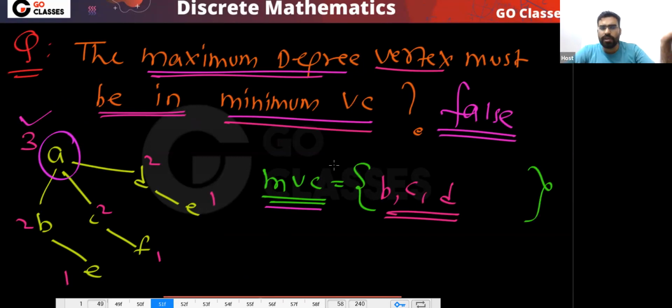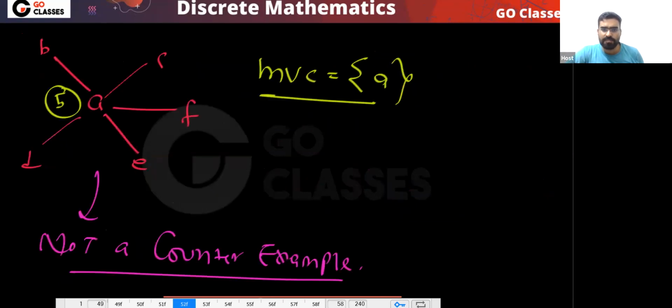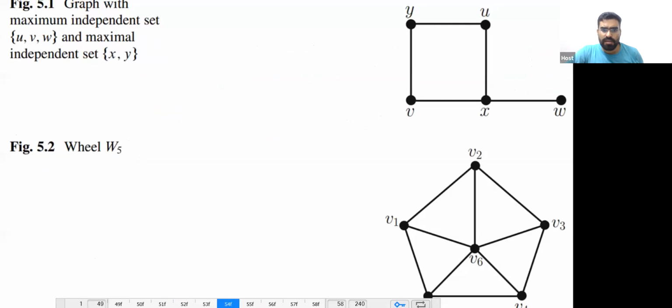Yes, two regular you can create. Like I can say some maximum degree vertex will not be there, but this is actually a better example. You can notice here there is only one maximum degree vertex, and that is not in our minimum vertex cover. So this is the idea. Tell me one thing.